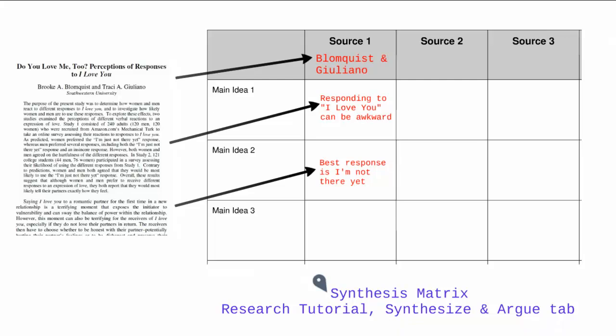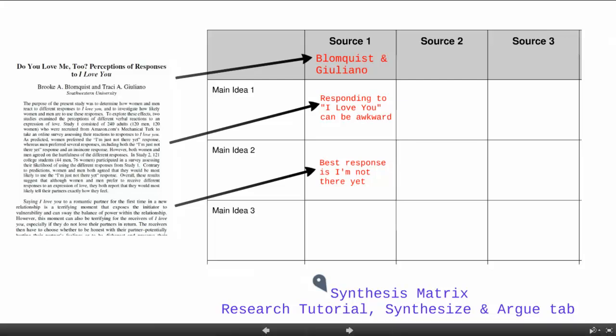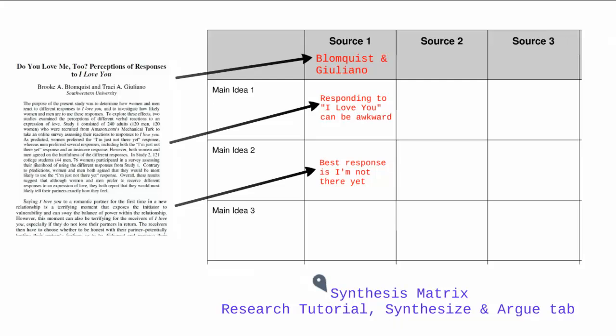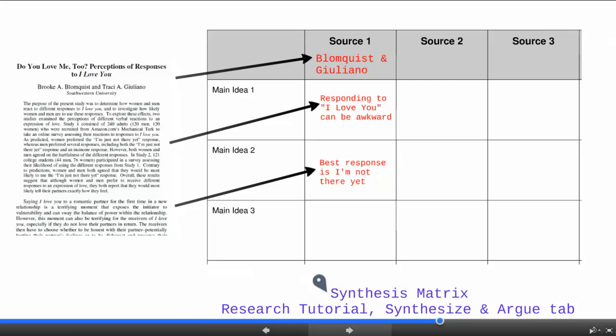The great thing about this matrix is that when you're done, you can look back and see, well, which authors agree on some ideas and which authors disagree. You can get themes, you can think about ideas that you want to respond to. It's all very helpful. And that synthesis matrix is on the research tutorial website under the Synthesize and Argue tab.